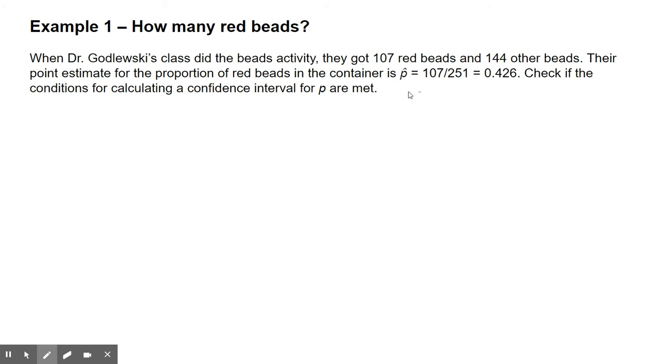So before we do that, again, this is their sample proportion value. How do they get 251? Well, that 251 is the 107 beads plus the 144 other beads. So that's how you find a sample proportion. If we were trying to find the sample proportion of red beads, we would take the number of red beads divided by the total. So this is our p hat value, 0.426. And then our n value is going to be the total number of beads, which is the 251.